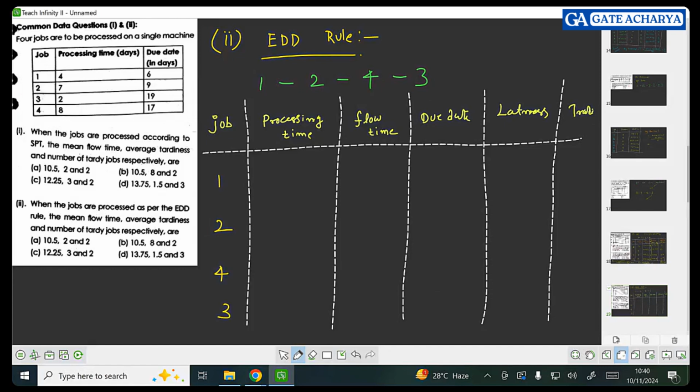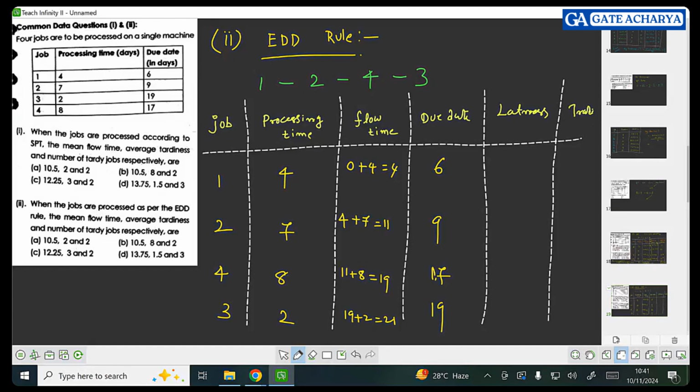Right. Processing times. Sorry, processing times: first job 4, second job 7, fourth job is 8, and this fellow is 2. But here you need to find early due dates. So early due date is equal to first job 6, second job 9, fourth job 17, and its fellow 19. Now flow time is cumulative of this. 0 plus 4 is equal to 4, 4 plus 7 is equal to 11, 11 plus 8 equal to 19, 19 plus 2 equal to 21. Done everybody? You solved? Okay, very good. All of you solved. Oh my god, you are so fast today.